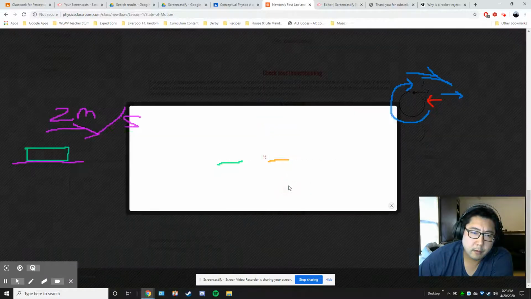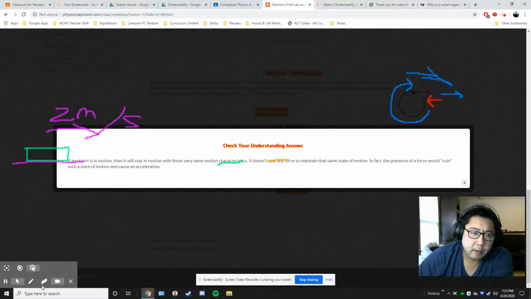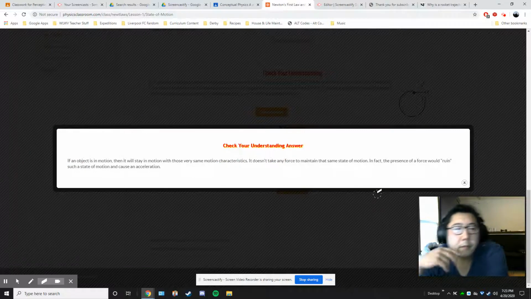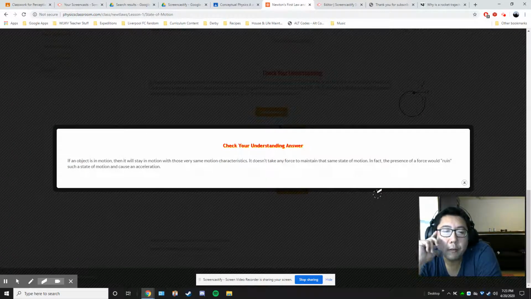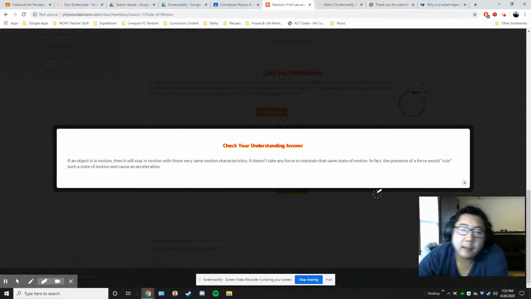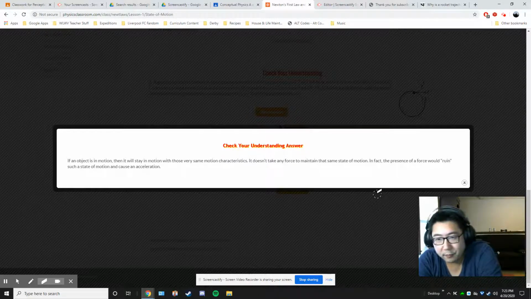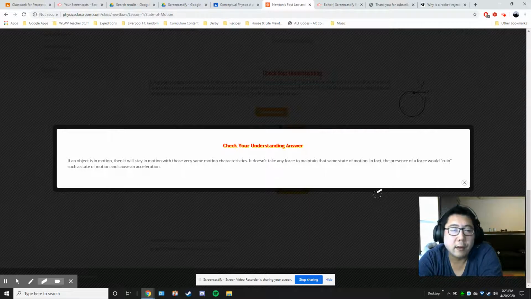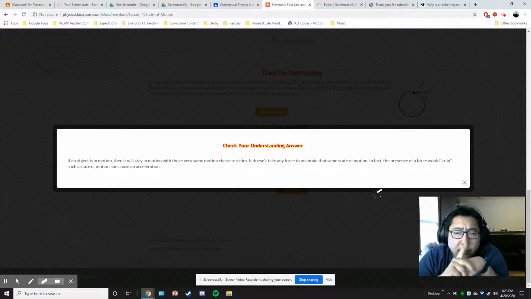Time to think. Let me clear the whiteboard here. If an object is in motion, they'll stay in motion with those very same motion characteristics. It doesn't take any force to maintain that same state of motion. In fact, the presence of a force would ruin such a state of motion and cause an acceleration.